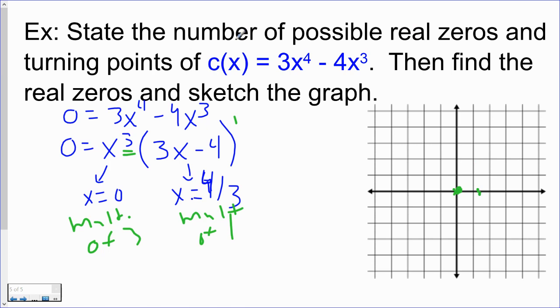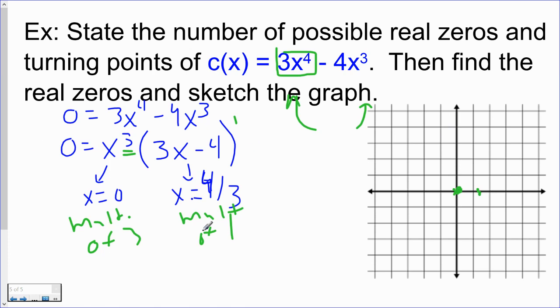So leading term test. Degree is even. That means either both arrows are pointing up or pointing down. This is positive. So in this scenario, they both have to be facing up. So I have to draw this and kind of sketch it out. And again, Desmos can help us a little bit, but this is showing our work to get to that point.